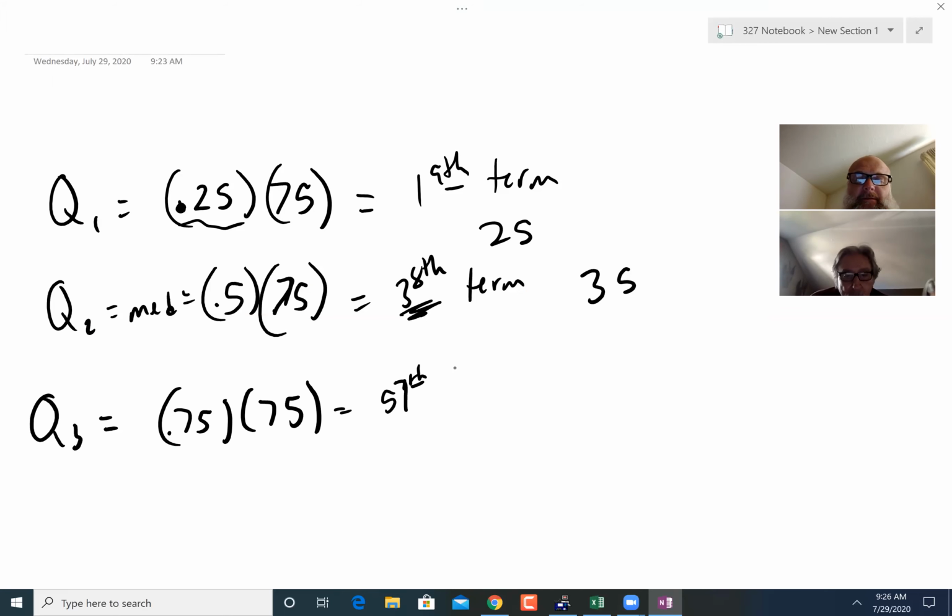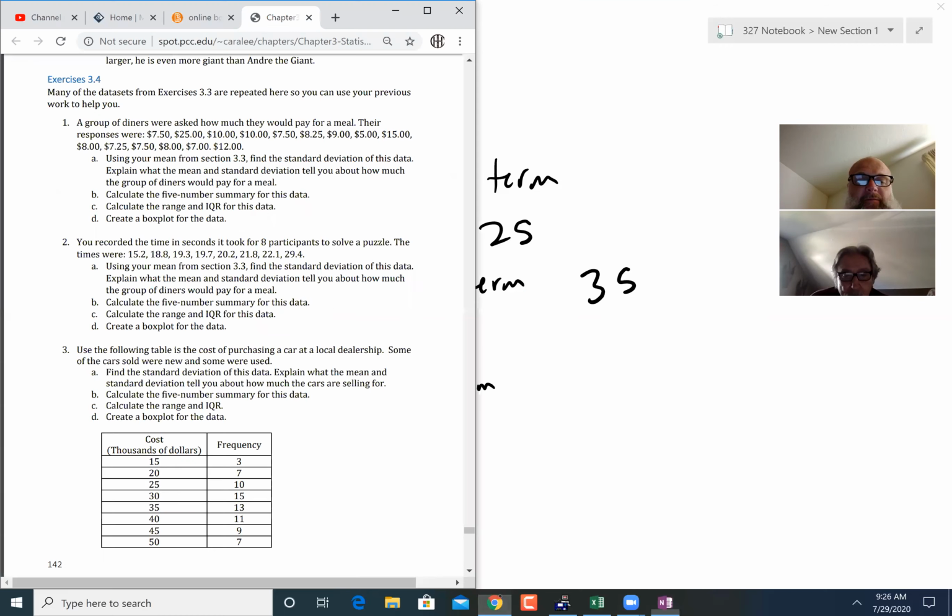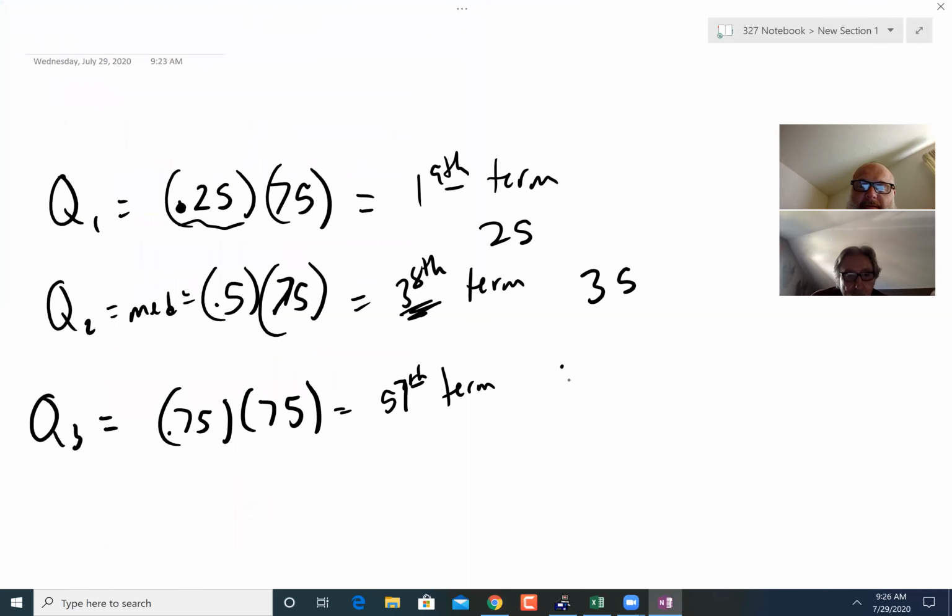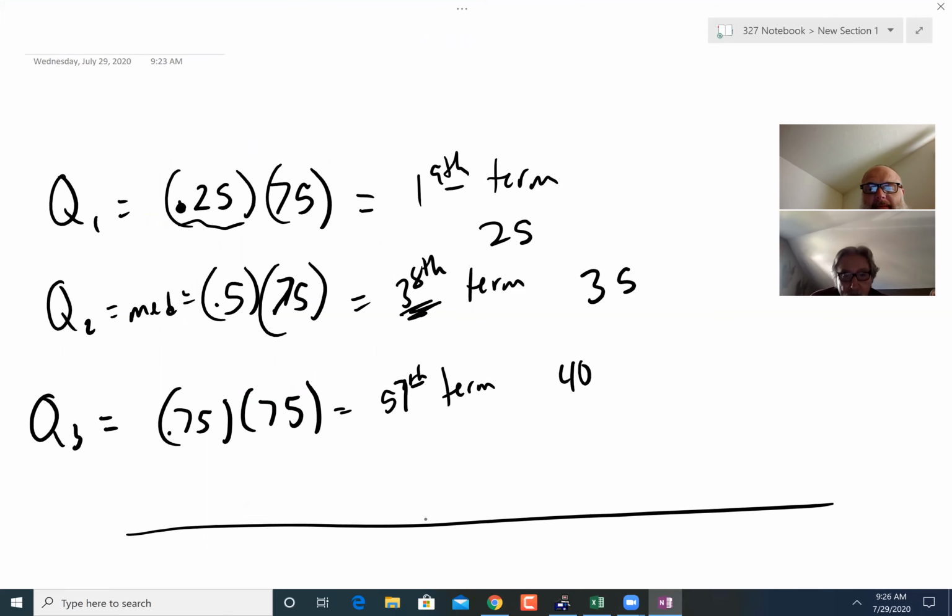The 57th term puts us, so we've got 3, 7 is 10, 20, 35, 48, and 11 puts you at 59. So it's going to be 40, our third quartile. So if you're doing a box plot, you've got 25, 30, 35, 40, and so on.